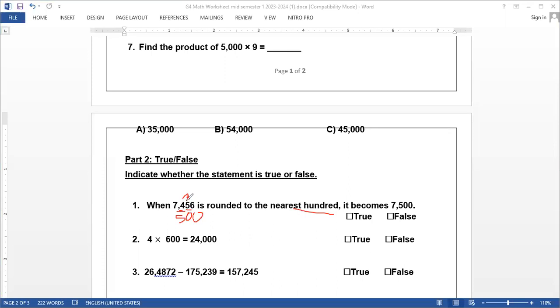Because the digit on the right of the rounding digit is 5, it's more than 4, so it gives 1 to the rounded digit. So 7,500. So it's true.